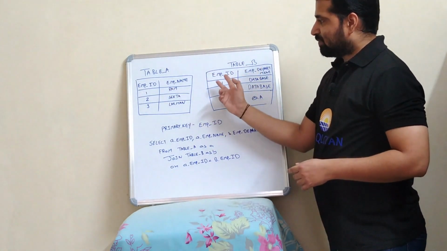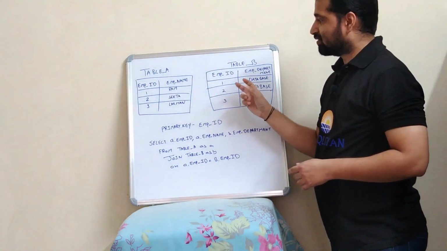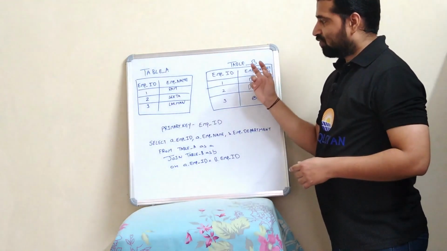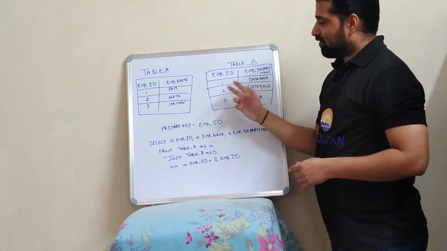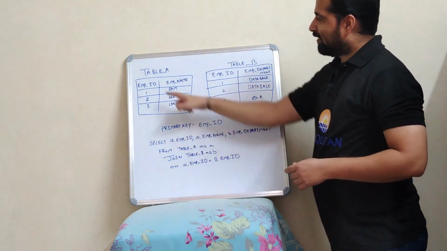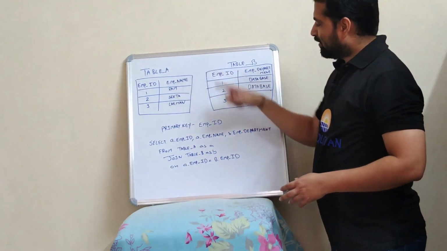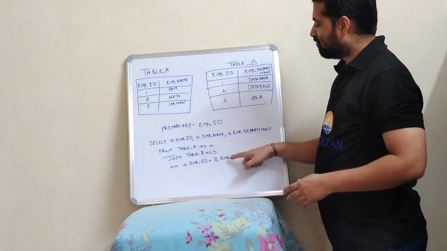Now on both of these tables we have one thing in common, that is employee ID. And we are asked to extract employee ID, employee name along with their department. So for this kind of task we have to use joins to extract this information. So our query will be select a.employee ID, a.employee name, b.employee department from table A join table B as B on a.employee ID equal to b.employee ID.